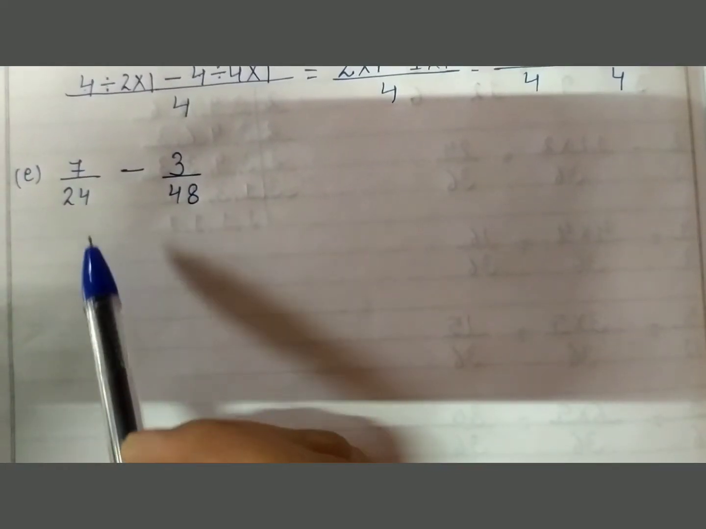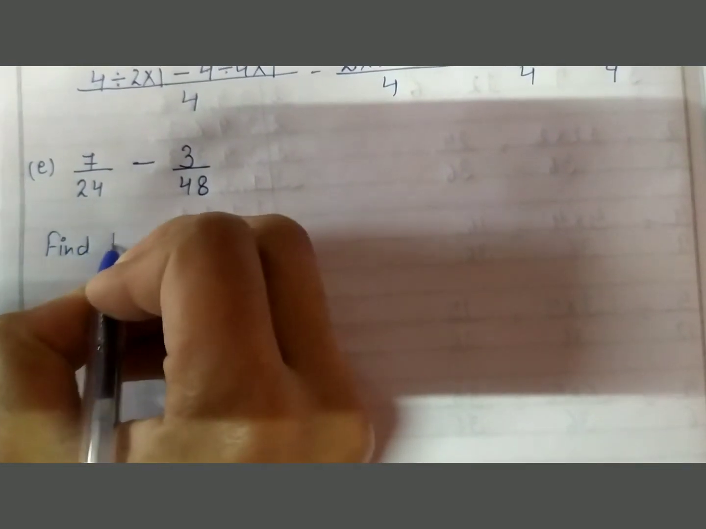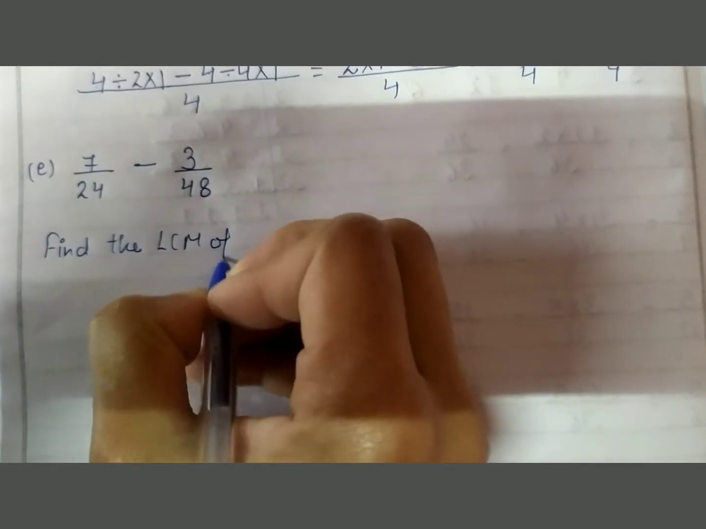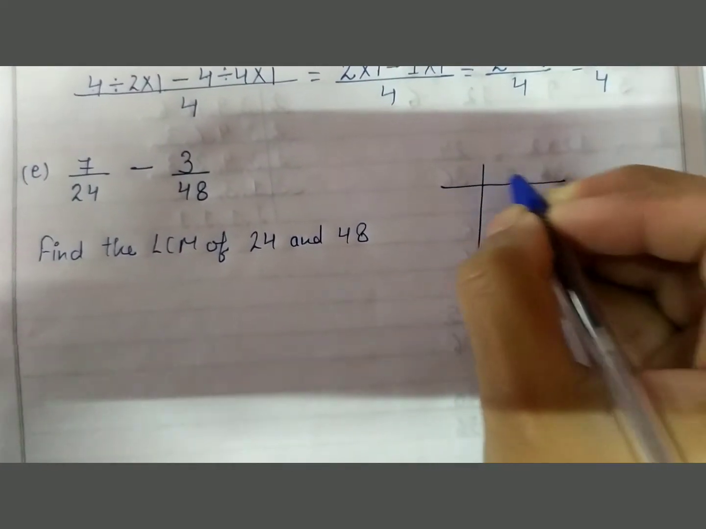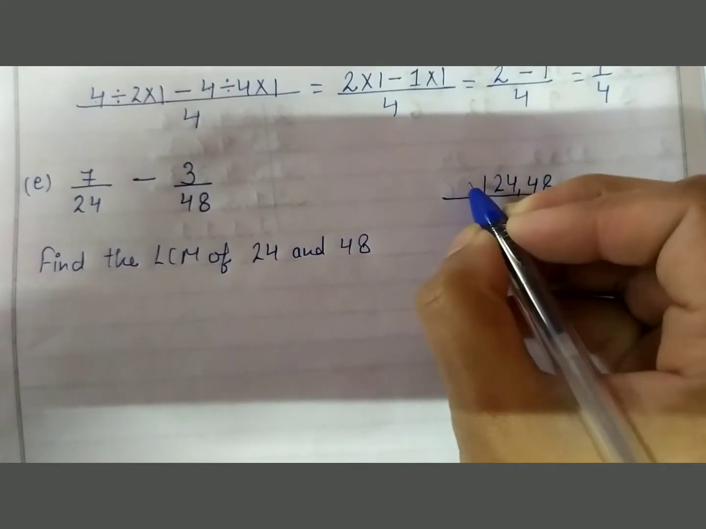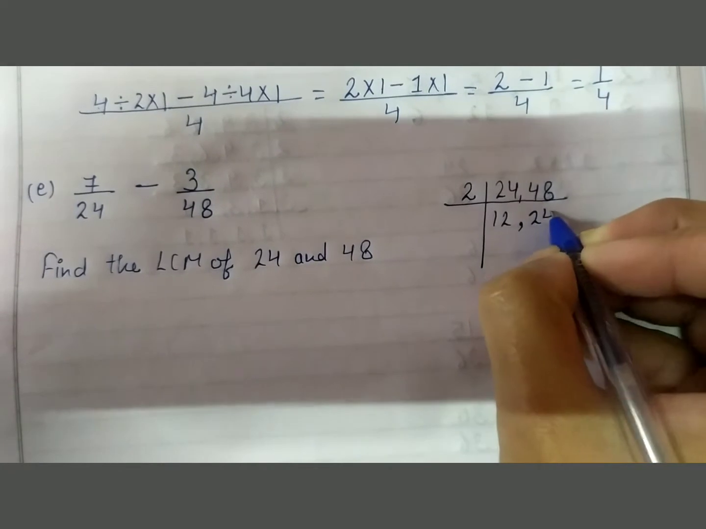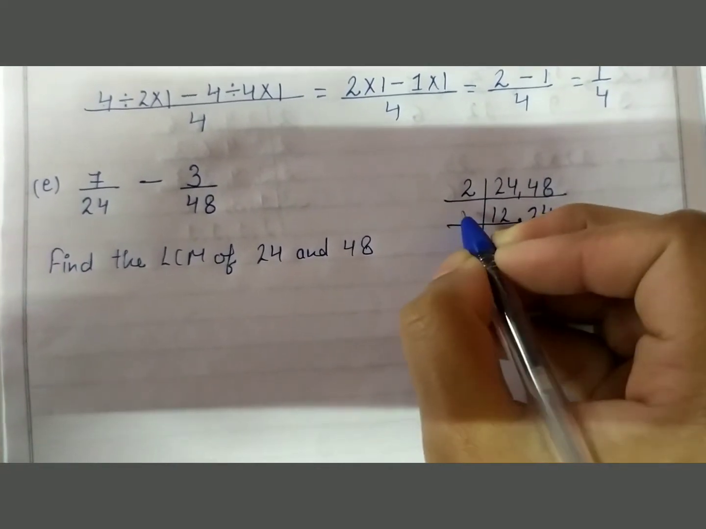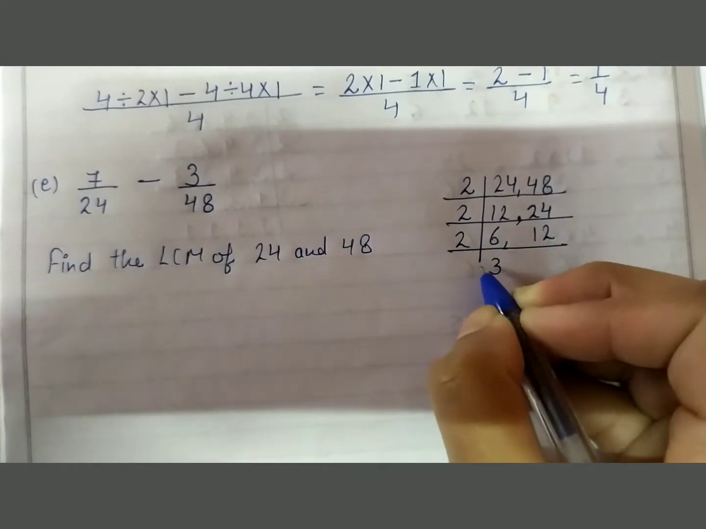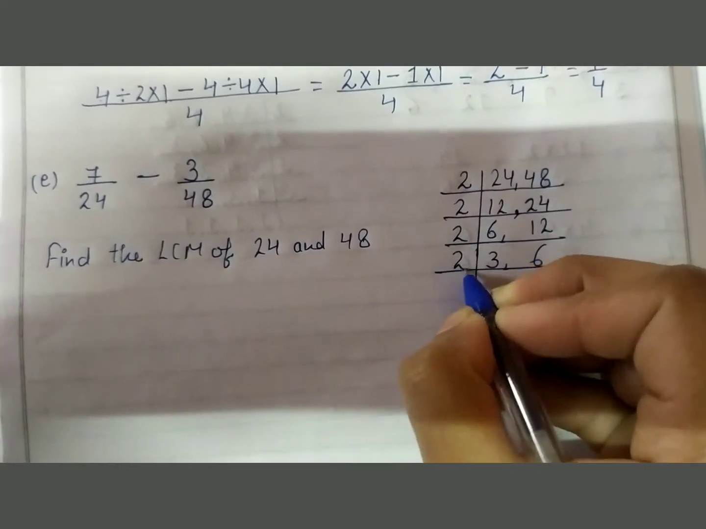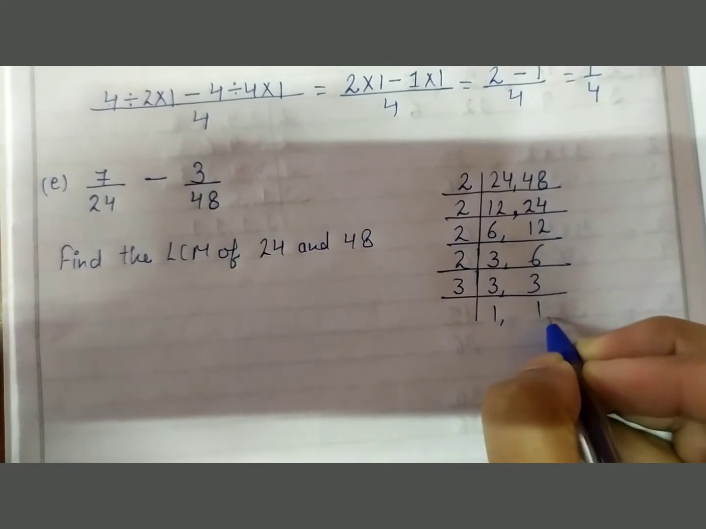Next question is 7 upon 24 subtract 3 upon 48. Find the LCM of 24 and 48. Children, both numbers are divisible by 2. 2 12s are 24. 2 24s are 48. Again write 2. 2 6s are 12. 2 12s are 24. 2 3s are 6. 2 6s are 12. Write 3 as it is. 2 3s are 6. Write 3. 3 ones are 3.